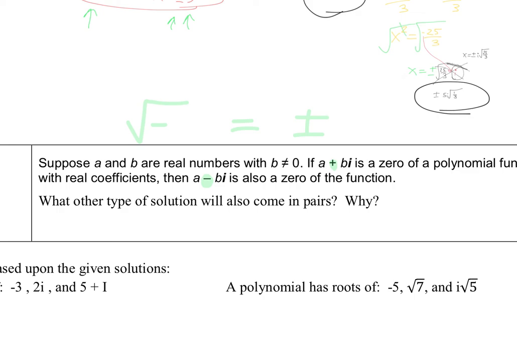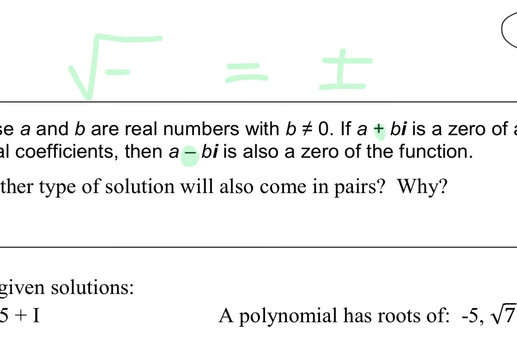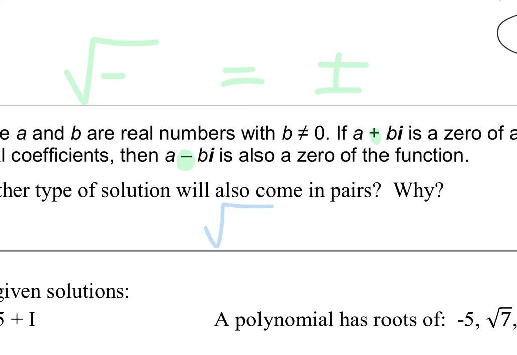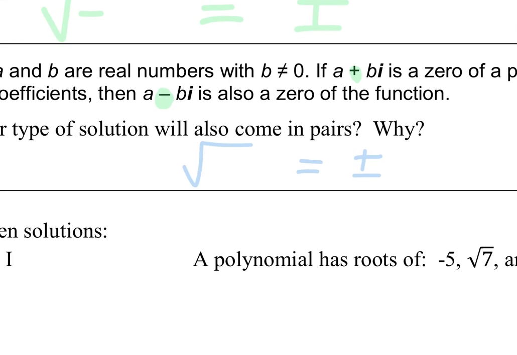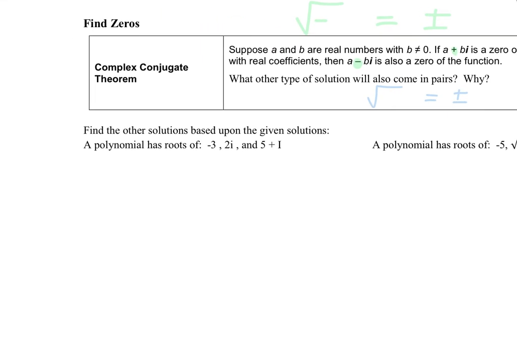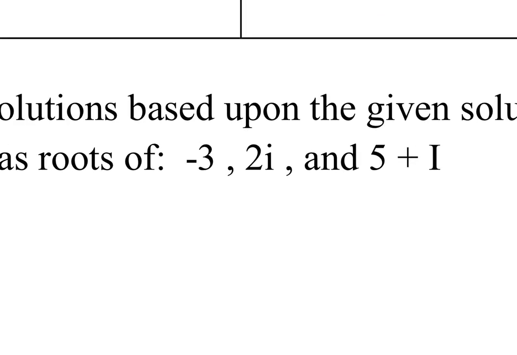So what other type of solutions will come in pairs? Square roots of other numbers as well. So square roots will also lend themselves to plus or minus. What that means is we find the other solutions based upon the given solutions. They said, hey, our solutions are negative 3, 2i, and 5 plus i. It auto-capitalized that for me. I want it to be lowercase i.